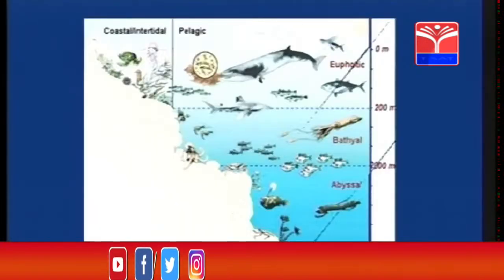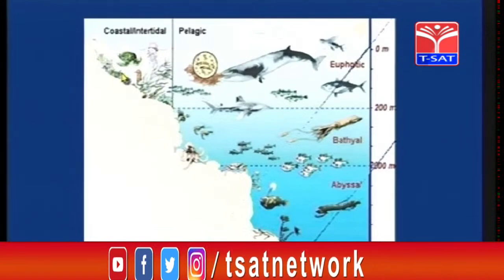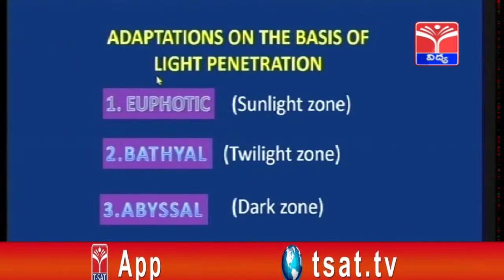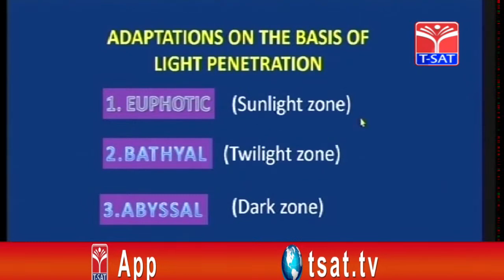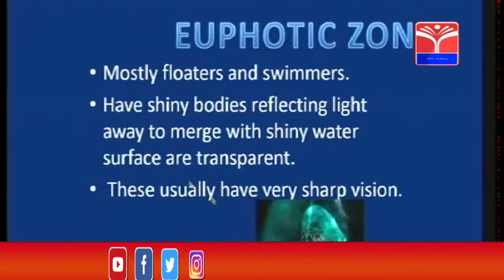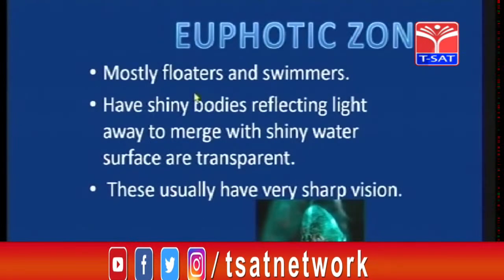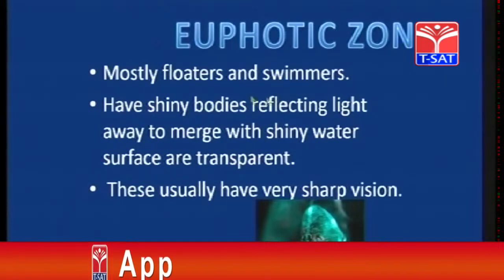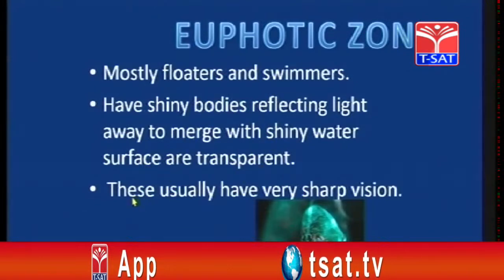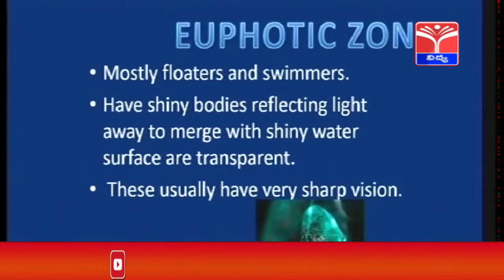So you can see children, this is coastal, that is intertidal zone. This is pelagic, euphotic, bathyal and abyssal. Adaptations on the basis of light penetration: euphotic, sunlight zone; bathyal, twilight zone; abyssal, dark zone. Euphotic zone, mostly floaters and swimmers, have shiny bodies reflecting light away to merge with shiny water, and surface ones are transparent. These usually have very sharp vision. You can see children, shiny bodies, right?